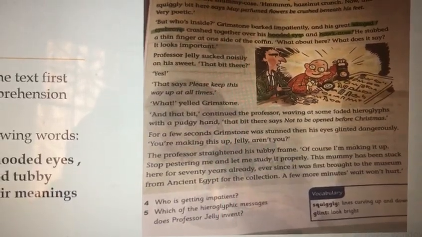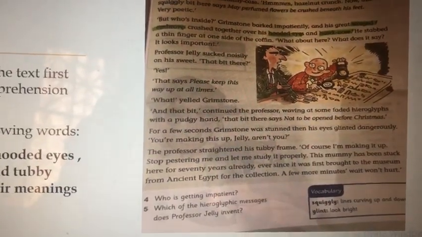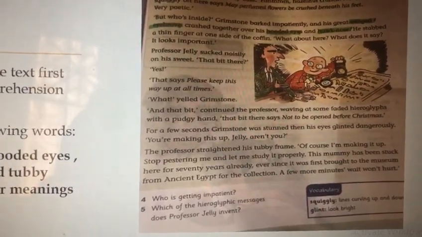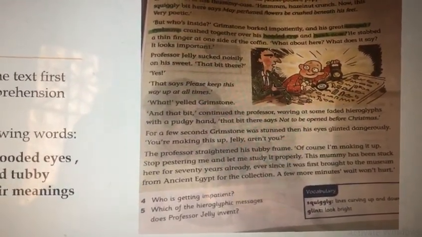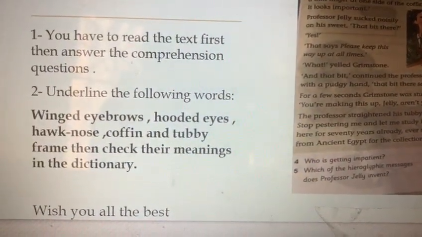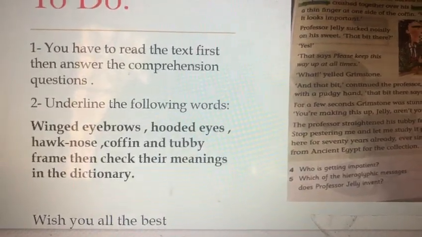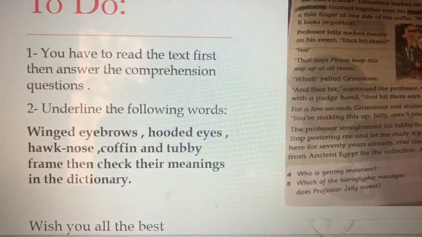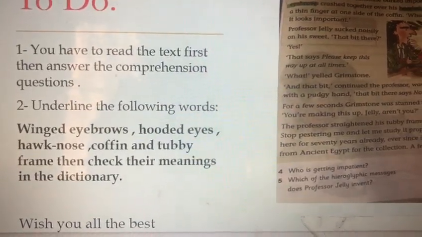Pudgy means fat. Okay, now I want you, after you finish the reading and after you finish the questions, to find the meanings of these words. Of course, you have to underline them in the story and find out their meanings in the dictionary. Winged eyebrows, hooded eyes, hook nose, coffin, and tubby frame.